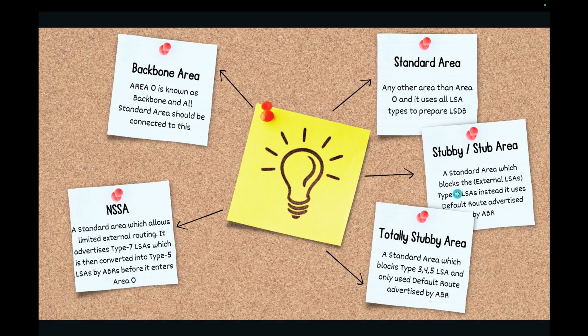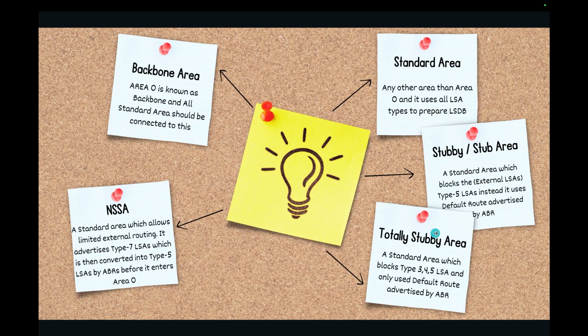And if it blocks the type 5 LSAs, then it uses the default route advertisement by the area border router. What is default route advertisement? If you want to reach any routes that are not learned, there will be a default route which can help you. As we are not learning the external routes, we need to have something called a default route. The default route is nothing but the area border router, the router which is at the border of two areas, which can help us in this situation. We are going to see that in the upcoming slide.